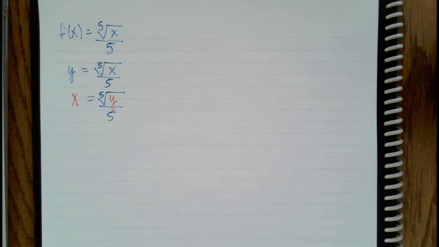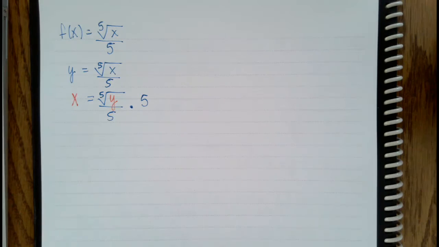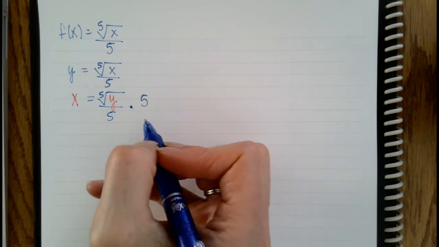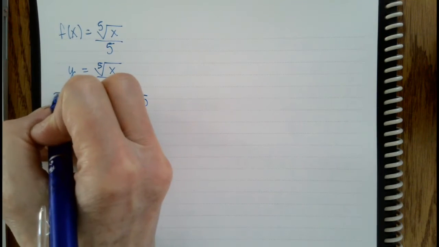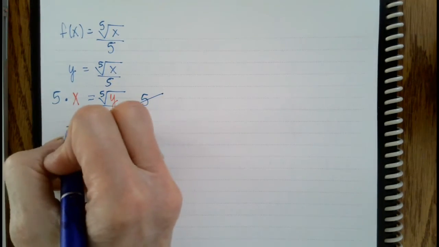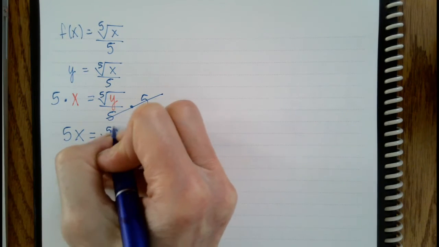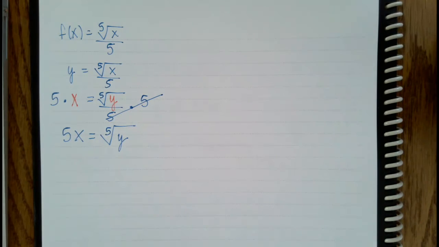In order to solve this problem, our next step is going to be to multiply this side by 5, because we want to get rid of the fraction. And if we multiply the right side of the equation by 5, we have to multiply the left side of the equation by 5. So now what we have is 5x equals the fifth root of y. And ultimately what we're trying to do is solve for y.